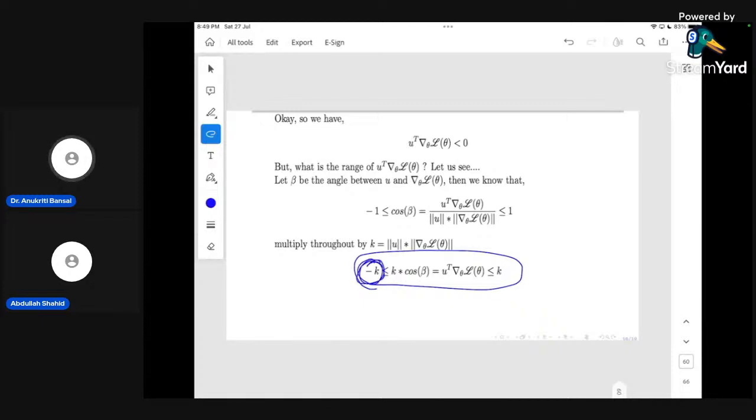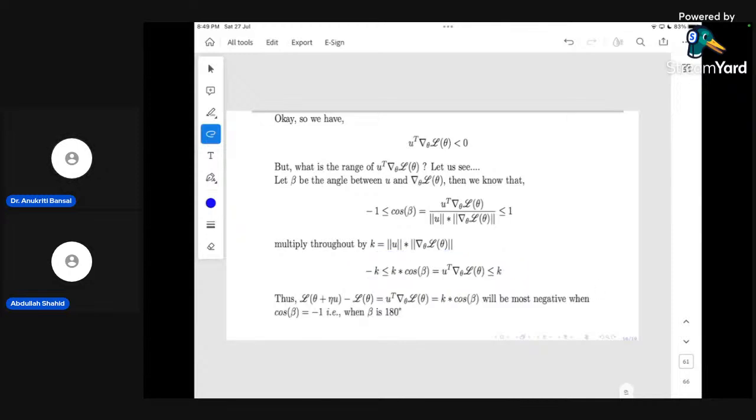And what should this value be? This value should be 180 degrees, because cos beta lies between -1 and +1. If I want to make this as negative as possible, so that the overall loss is less, then the direction should be 180 degrees. So we can say that u, this delta theta, should be such that it is 180 degrees to the gradient.